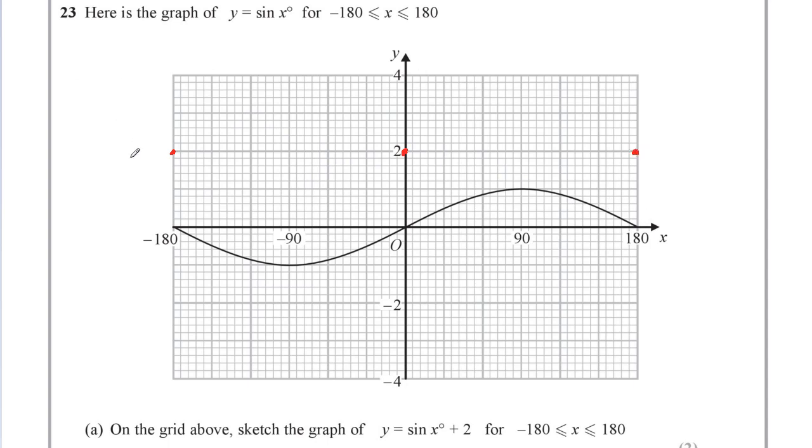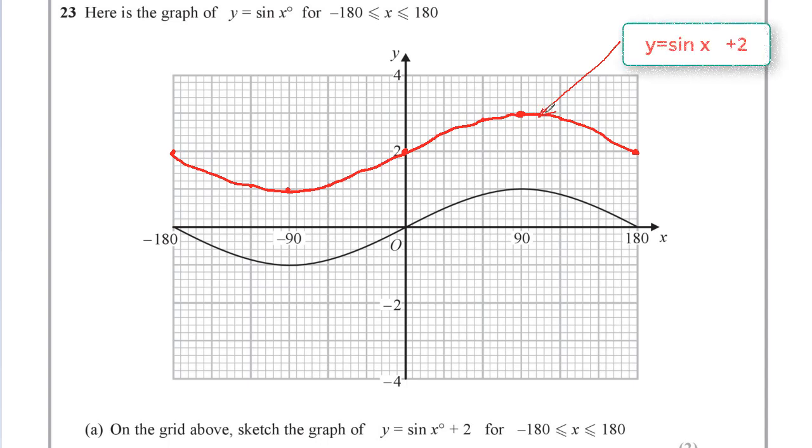And this minus 1, we add 2, gives us positive 1. And positive 1 add 2 gives us positive 3. And then we just draw the graph. And I always label it, so we do that as well. That's part A.